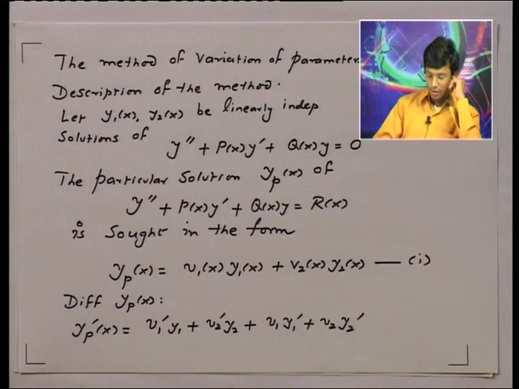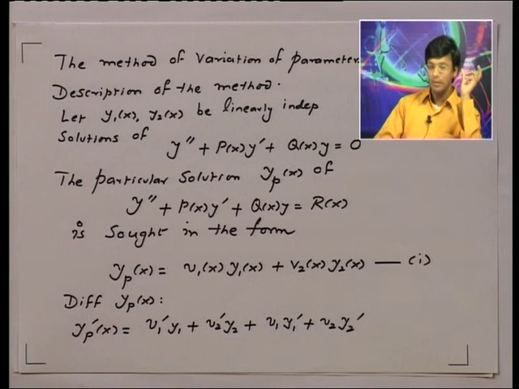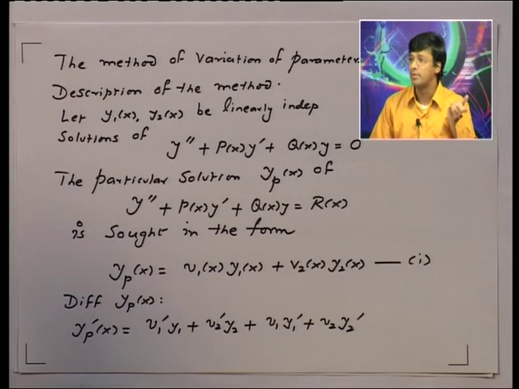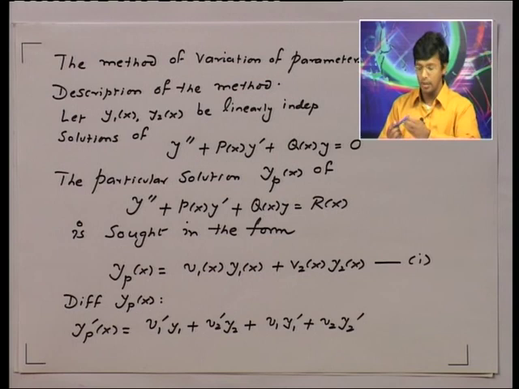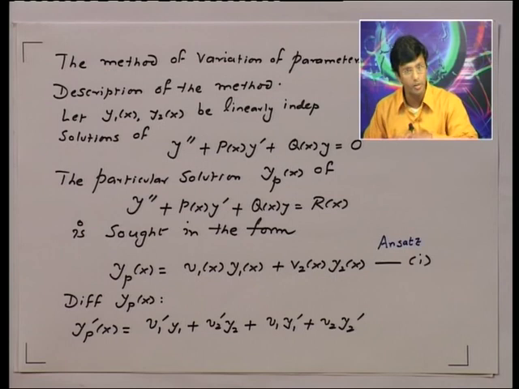So, the particular solution yp of the inhomogeneous equation y double prime plus px y prime plus qx y equal to rx is sought in the form yp equal to v1 y1 plus v2 y2, where v1 and v2 are functions of x, correct? Item number 1, this has been named as equation 1. This is the form of the particular solution, correct? This is an ansatz. You are postulating that the particular solution is of this form. So, let us call this an ansatz formulation. You are assuming that the particular solution is of this form. Okay. And then what do you do?